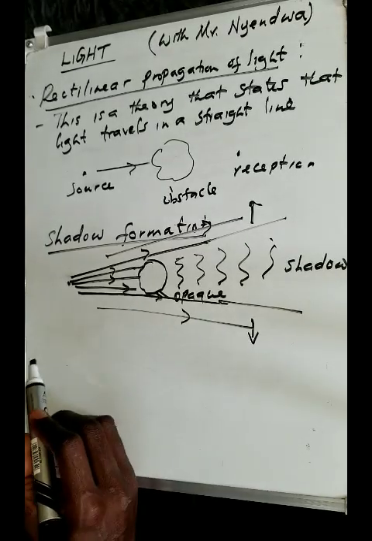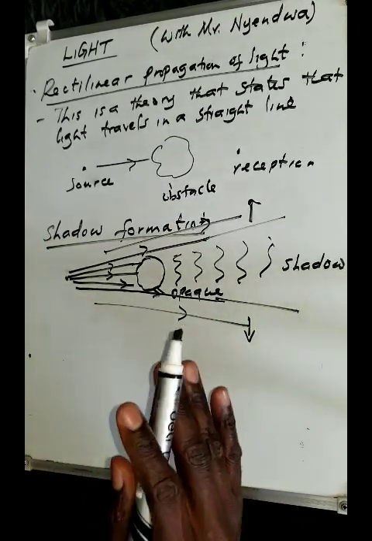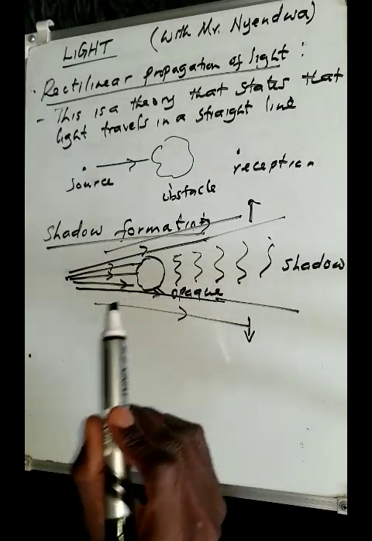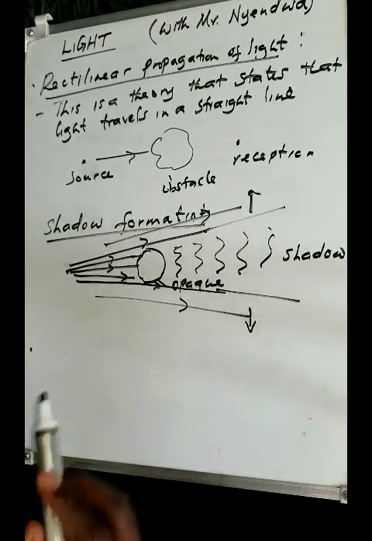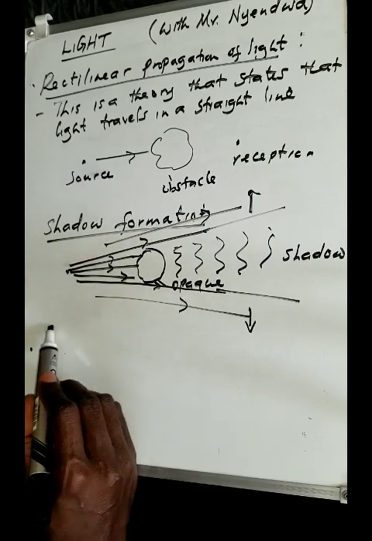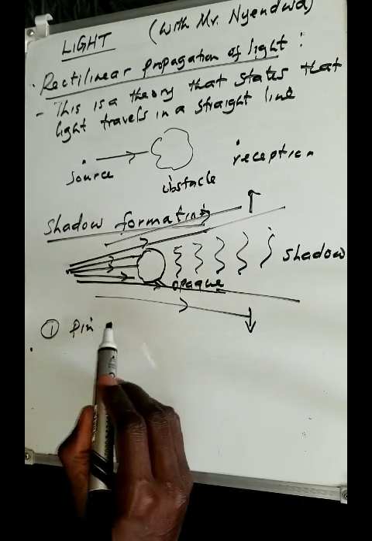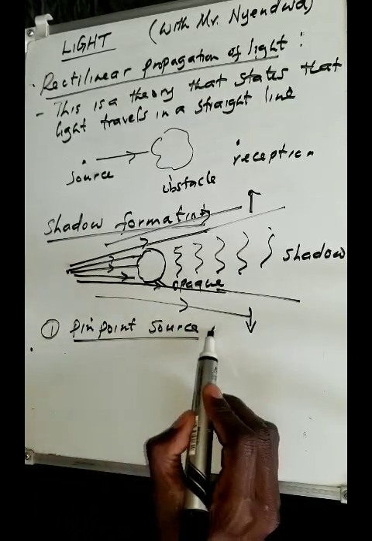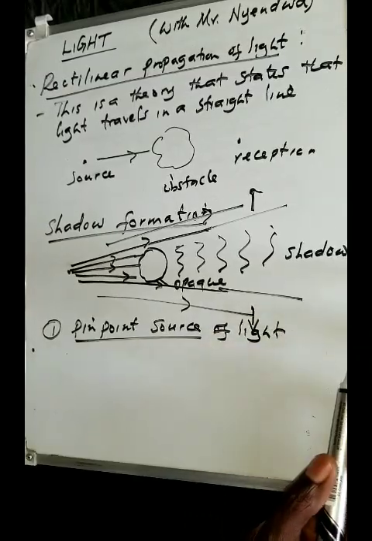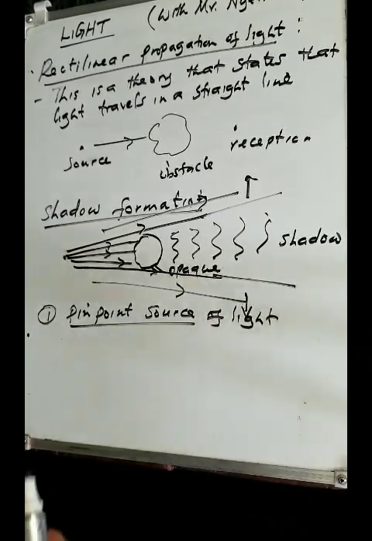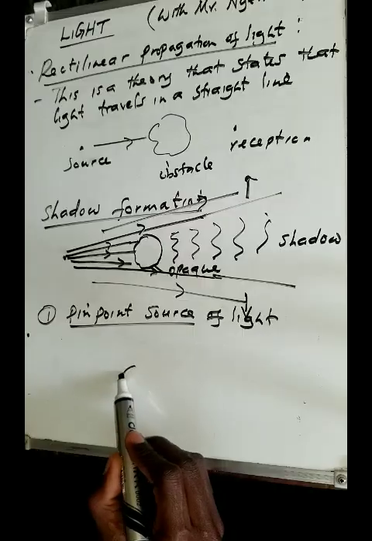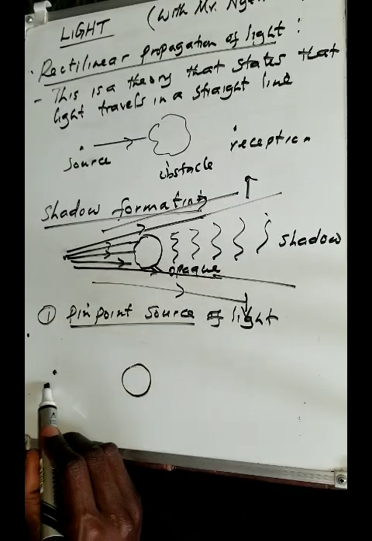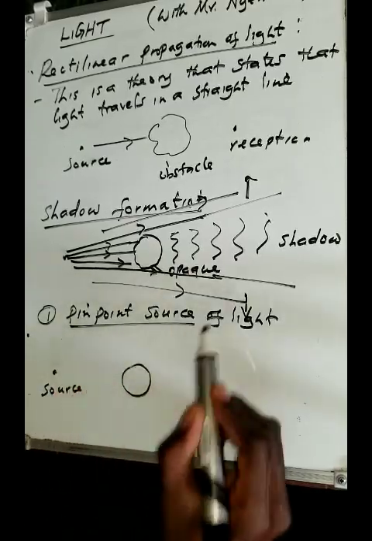Now I want you to understand that the kind of shadow that is formed by light striking an opaque object depends on the size of the source of light. For example, you can have what we call a pinpoint source of light, meaning a very small source of light. Let's say that you have an opaque object and a very small source of light. In this case, we're talking about a pinpoint source of light.